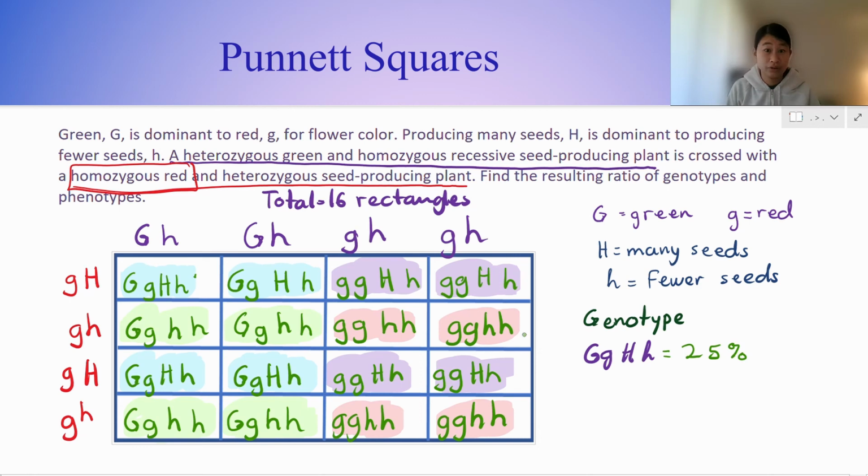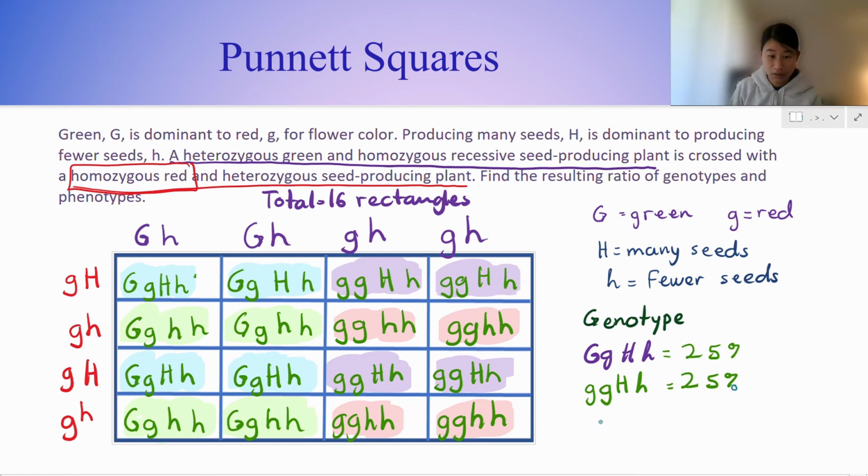Now let's see what other genotypes we have. Let's do the purple one. So the purple one says we have 2 little g's, 1 large H, and 1 small h. So for this genotype, well, we have another 4 of them. So this is 25%. Because 4 over 16, well, if you do your math and convert this fraction to percents, then it's 25%.